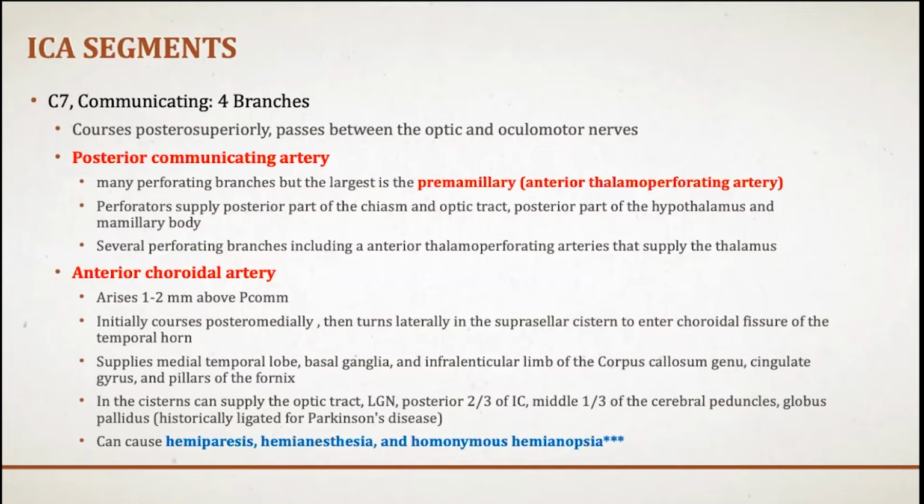Because of its supply to the medial temporal lobe, the basal ganglia, and the infralenticular limb of the corpus callosum, it can cause hemiparesis, hemianesthesia, and homonymous hemianopsia. And that actually I highlighted in blue because this is generally a board question for neurosurgery residents. And it's also important to remember how this small vessel, if it's ever taken during aneurysm clippings or any other type of intracranial surgery, can cause devastating effects.